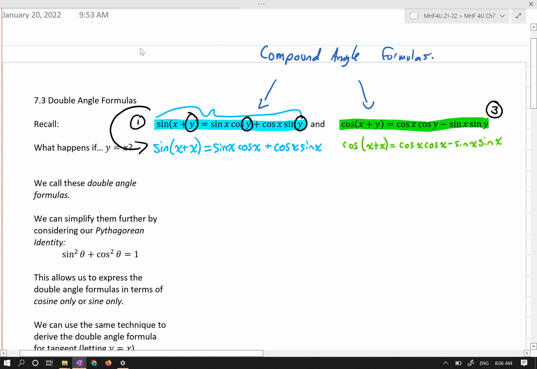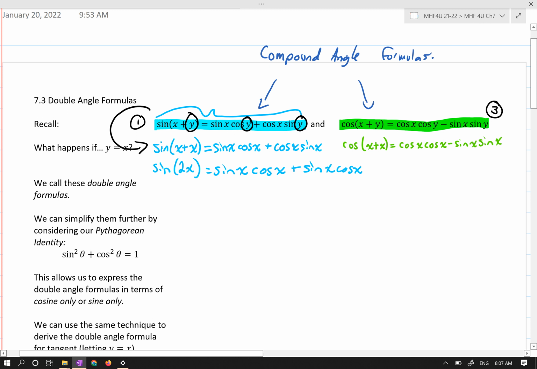Now we can simplify this a little bit further. The sine of x plus x, well, really that's the sine of 2x. So if I'm working with the sine of 2x, that's going to be equal to the sine of x times the cosine of x plus the cosine of x times the sine of x. Well, I know when I'm working with multiplication that order does not matter. So I could rewrite this if I wanted to as the sine of x times the cosine of x plus the sine of x times the cosine of x.